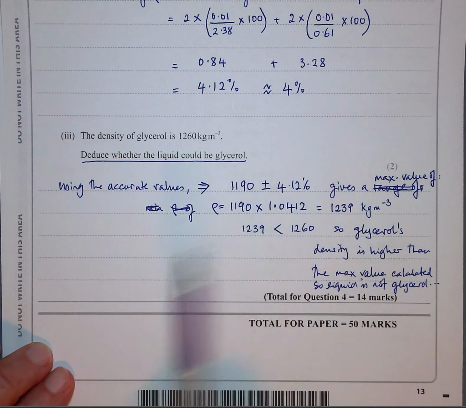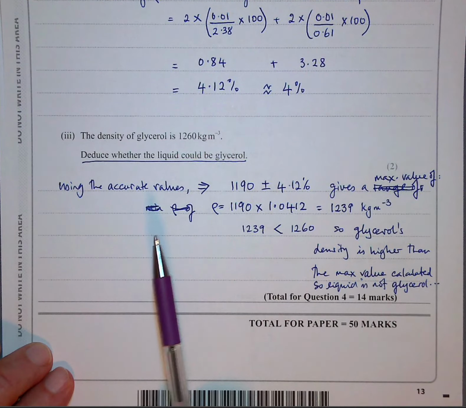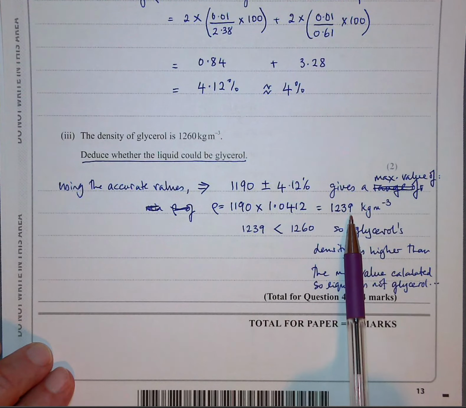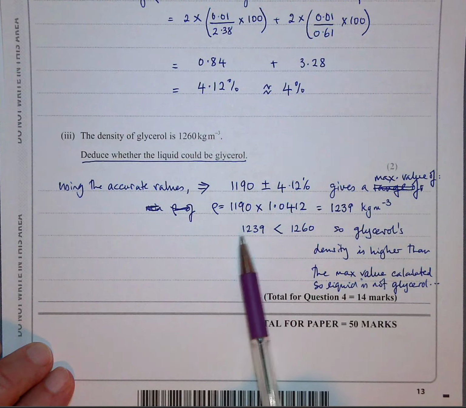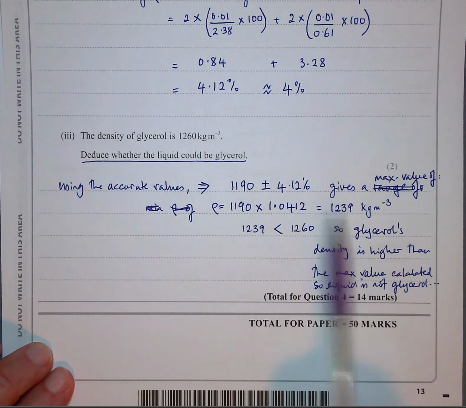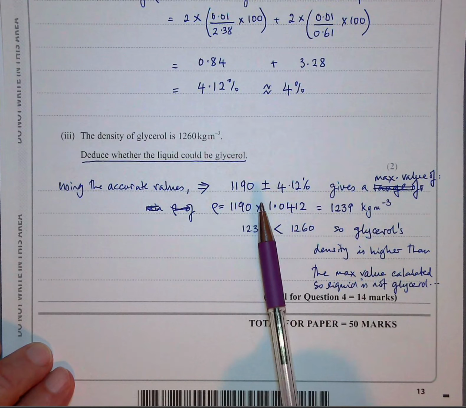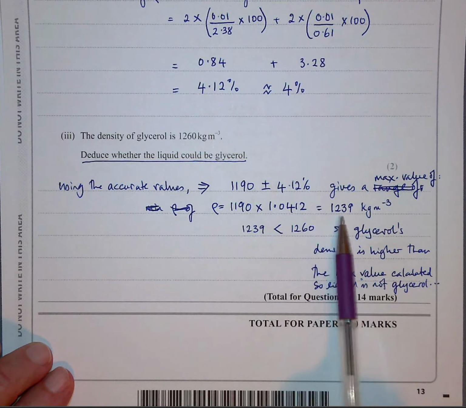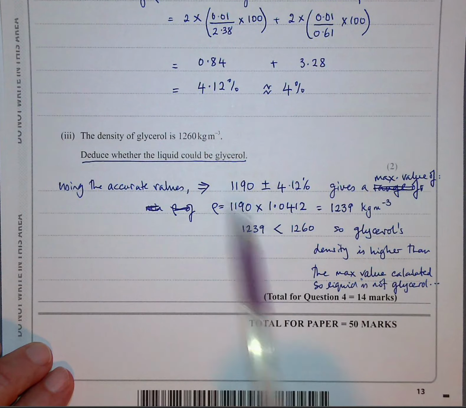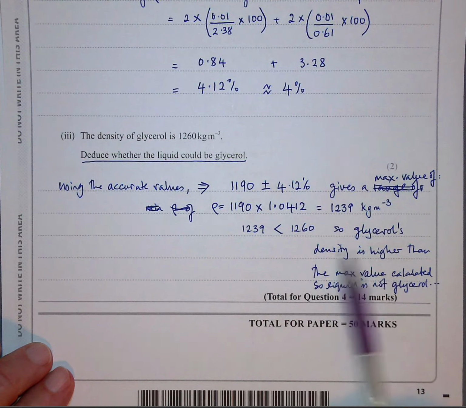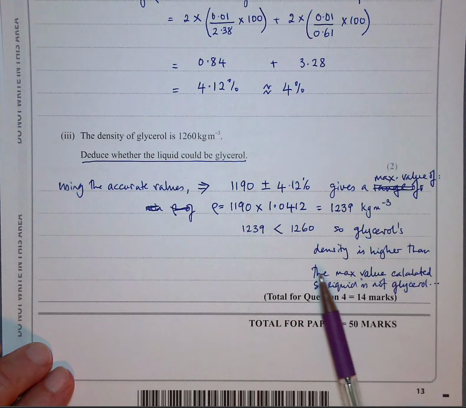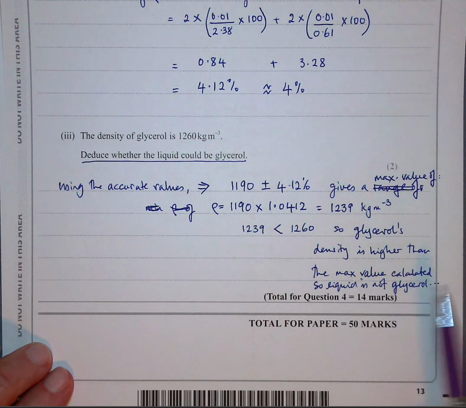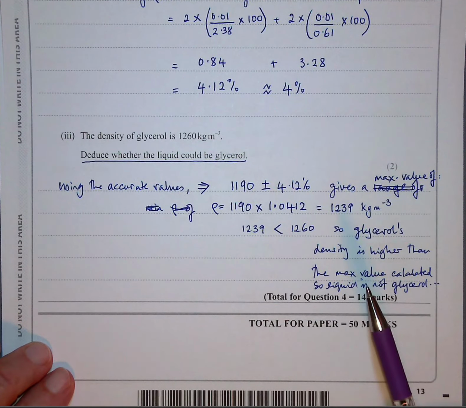value on your calculator of 1,239 kilograms per meter cubed. You can still see that's still lower than this value. So the maximum value with the maximum percentage uncertainty to the upside, giving the maximum range value at the top end, is still less than the value of glycerol. So based on this data, glycerol's density is still higher than the maximum value calculated. So the liquid is unlikely to be glycerol based on this calculation.